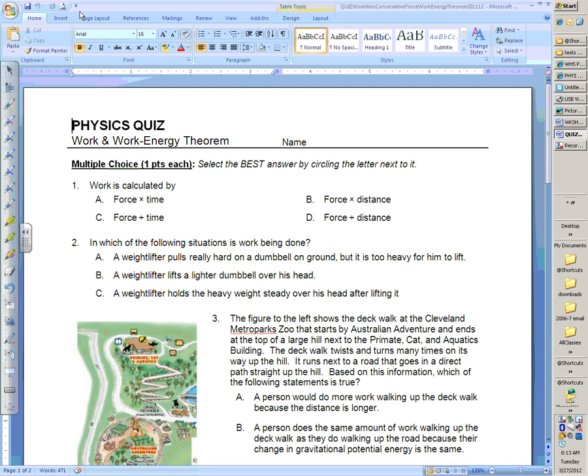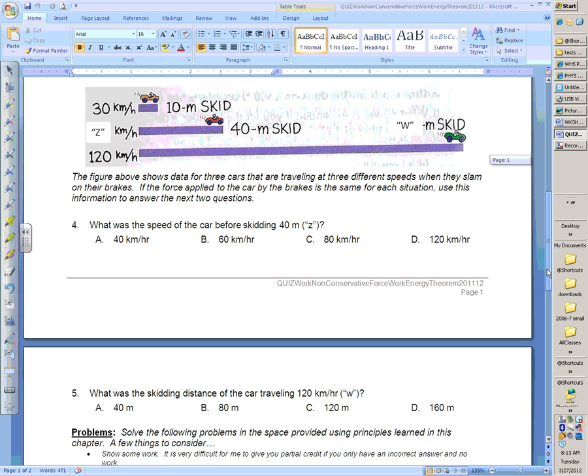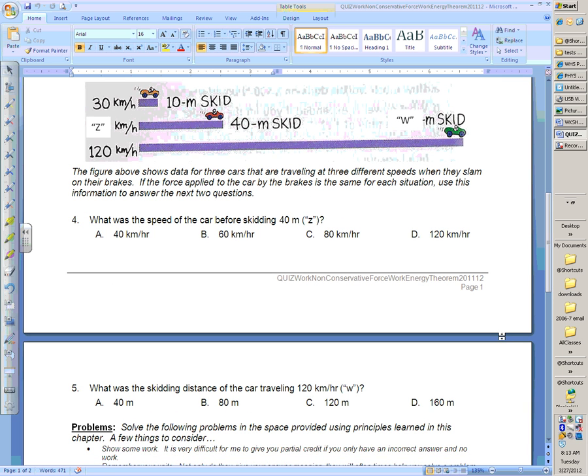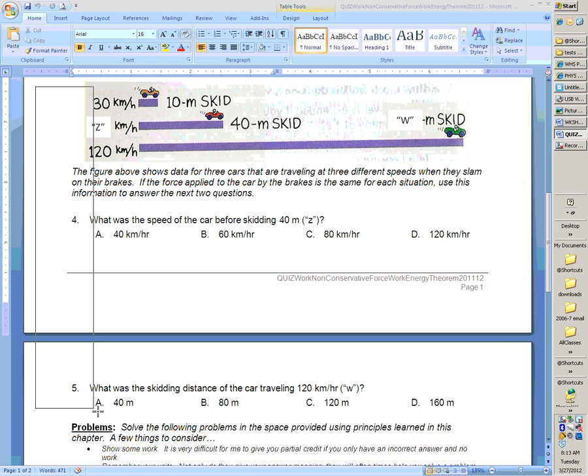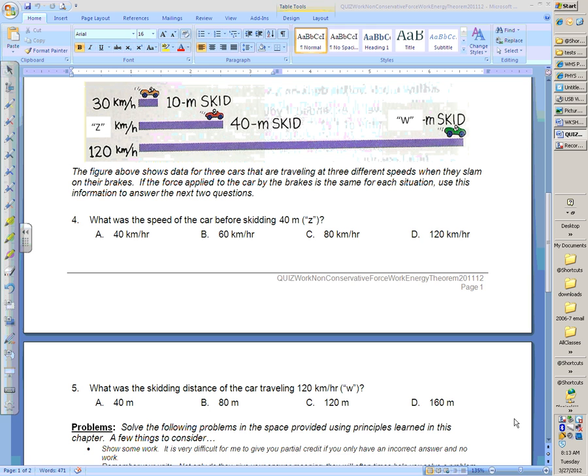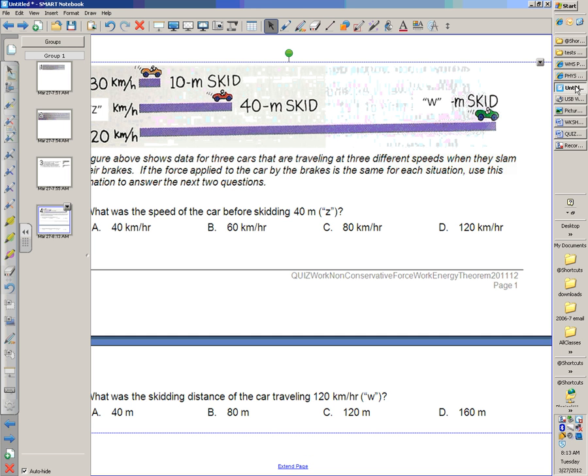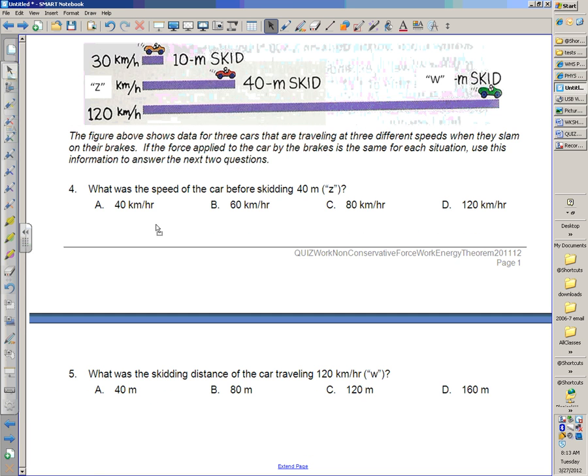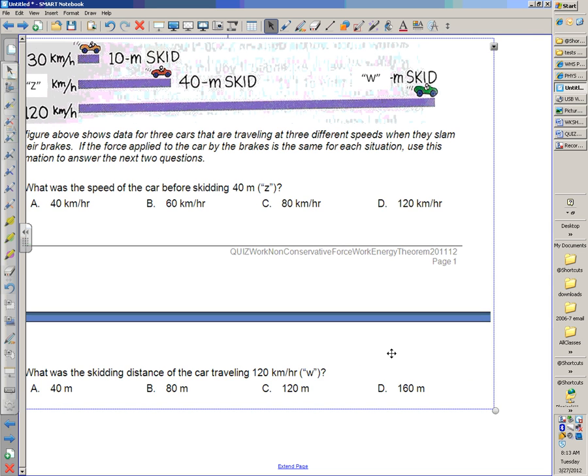Then, on the quiz from the weekend, there were two questions that I wanted to discuss with you because if people miss points, that's where they miss their points. And those two questions were number 4 and number 5. And there they are. So, two things I wanted to discuss.